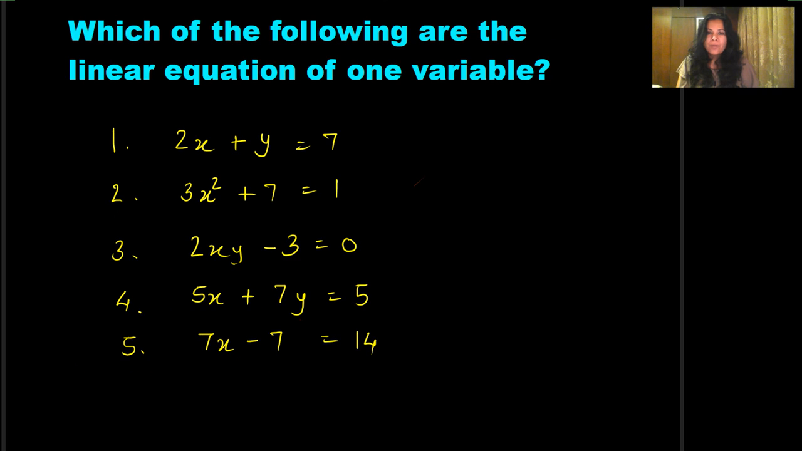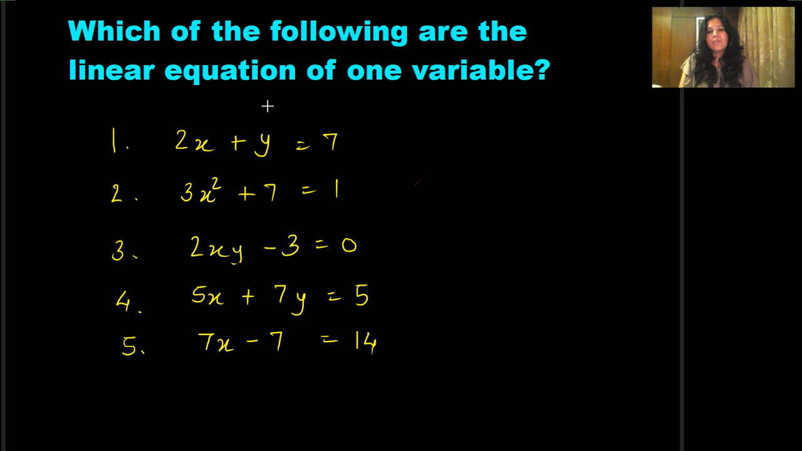Now I have some more questions for you. We have to tell now which of the following are linear equations of one variable, and I already taught you that we need to check the degree, we need to count how many variables we have used there. If the degree is 1 and the number of variables which we have used is only 1, then we say that the given equation is a linear equation of one variable.